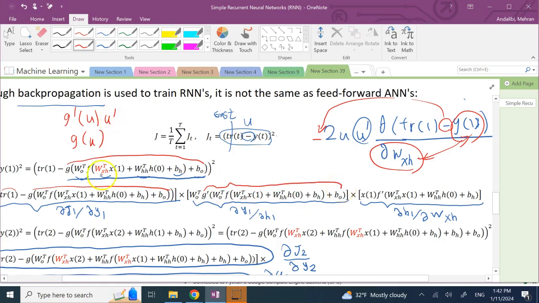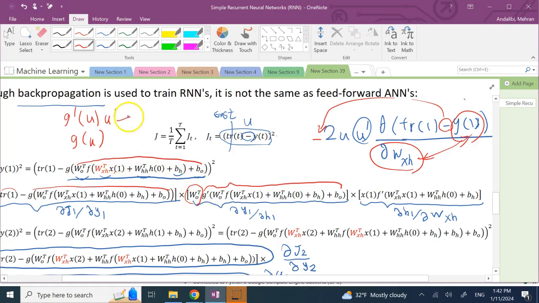And u prime is the derivative of the interior of g with respect to this weight. Now, the interior of that is this. This b is constant. This W_O transpose is the part that is multiplied by f, so that should come out, and you can see it here.